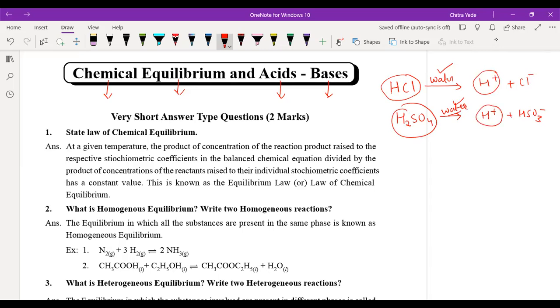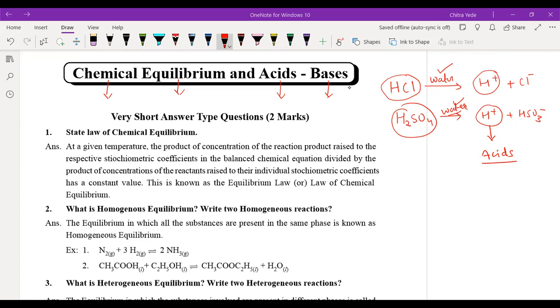So any substance that, when dissolved in water, produces H positive ion is called an acid. Probably in 8th class, 9th class, you must have gone through the definition. Those substances are sour to taste and are called acids. Yes, they are sour to taste, but they produce H positive ion when they dissolve in water.